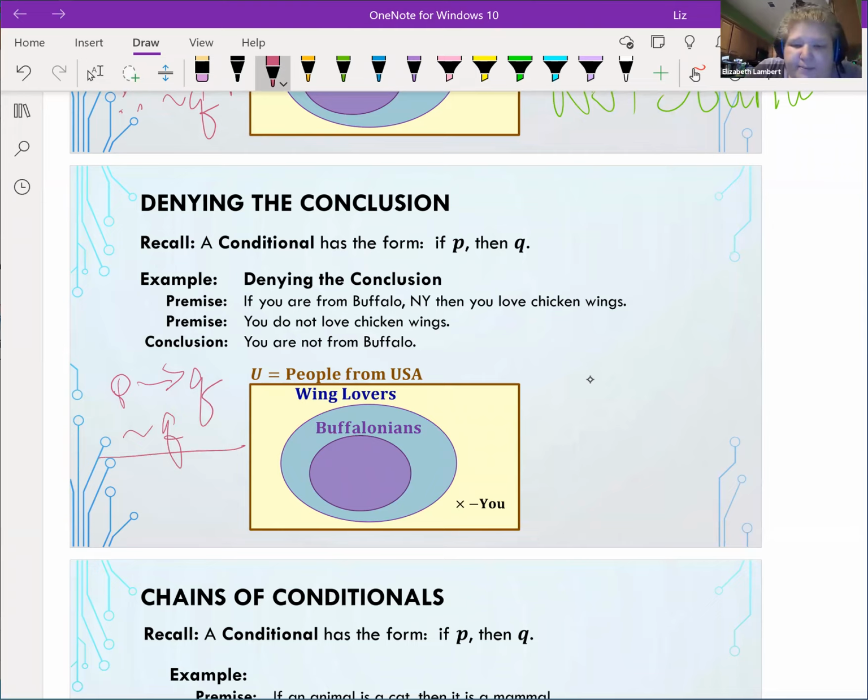Now check out our diagram. So still the same, Buffalonians inside wing lovers, but we're told that you definitely reside outside the wing lovers circle. So if you live somewhere out there, can you be from Buffalo, assuming our premises are true? No. No way, shape, or form. So not P does logically follow from this. So this one is valid. But again, because that initial statement is false, it is still not sound.